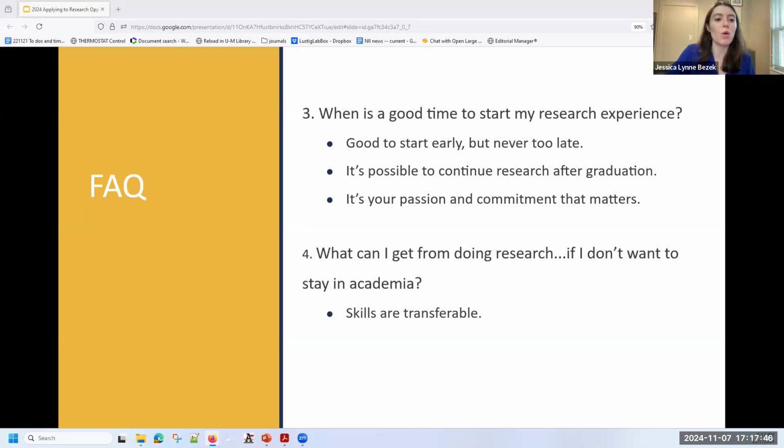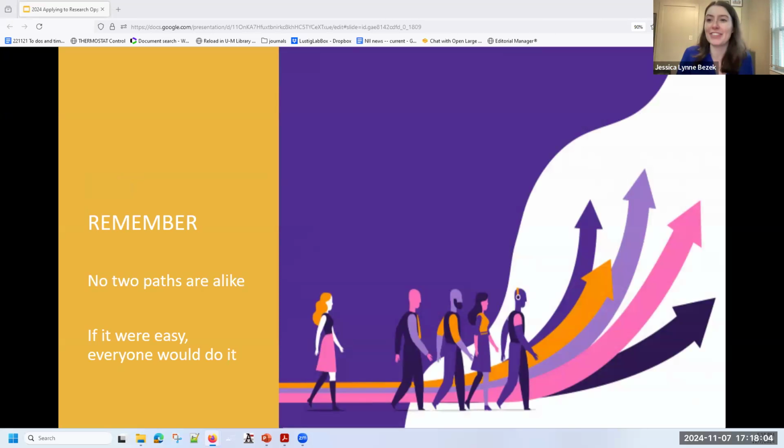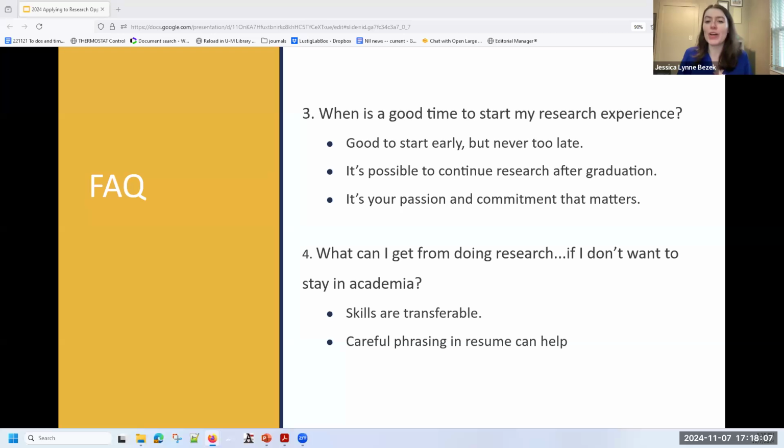And then finally, what are the things that are valuable from research, even if you think you don't want to be in academia for your career? One is definitely that skills are transferable. You're going to be learning about critical thinking. You're going to be learning maybe how to be conscientious about data, privacy, ethics, many different things. And then also careful phrasing in your resume, right? You can apply things to a lot of different settings, and you can really highlight different skills from different experiences that you've had across different jobs or positions you may hold in the future.